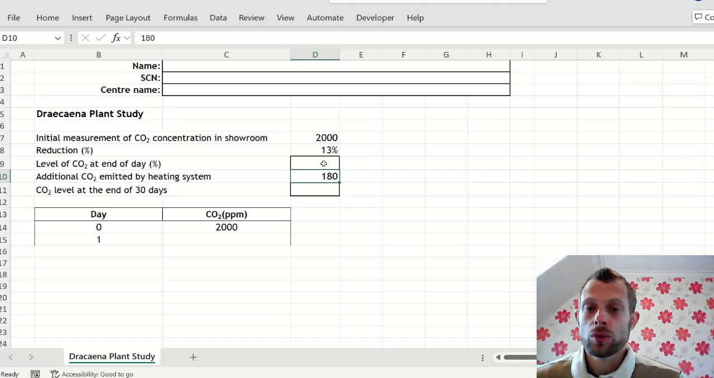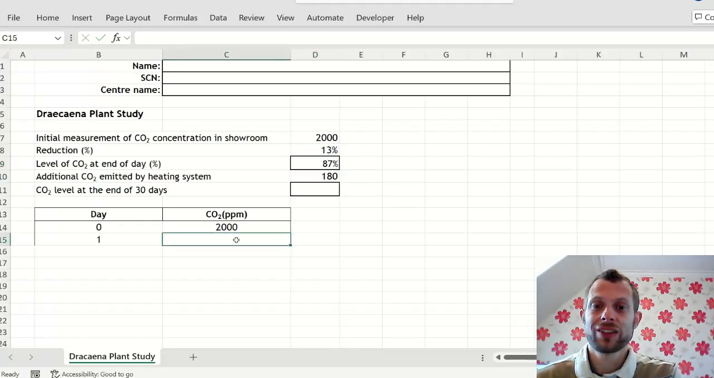So what we have to do is work out the percentage which is left before we do the formulas. So 13% is taken away each day, which means there's going to be 87% left at the end. On a spreadsheet, the number 100% is represented by the number 1. So 1 minus 13%, and you will get the 87%. Now we can fill in formulae for the levels of carbon dioxide over time.